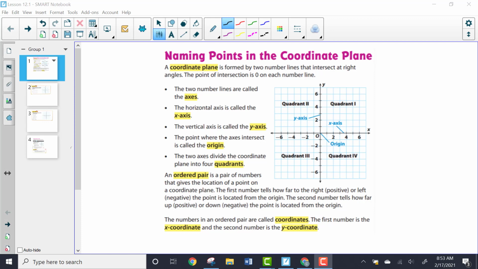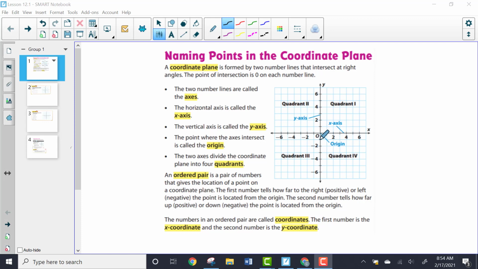It says a coordinate plane is formed by two number lines that intersect at right angles. So you can see right here, it's at right angles that are being created. The point of the intersection is 0 on each number line. So you can see that's also called the origin right there. So where they intersect is 0 on the number line. So a couple things, more than just a couple things, a lot of terms that we'll be talking about as we move through this chapter, chapter 12.